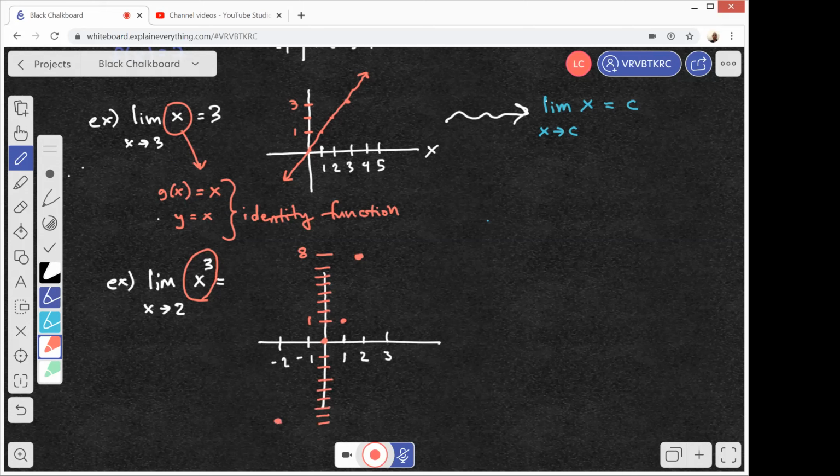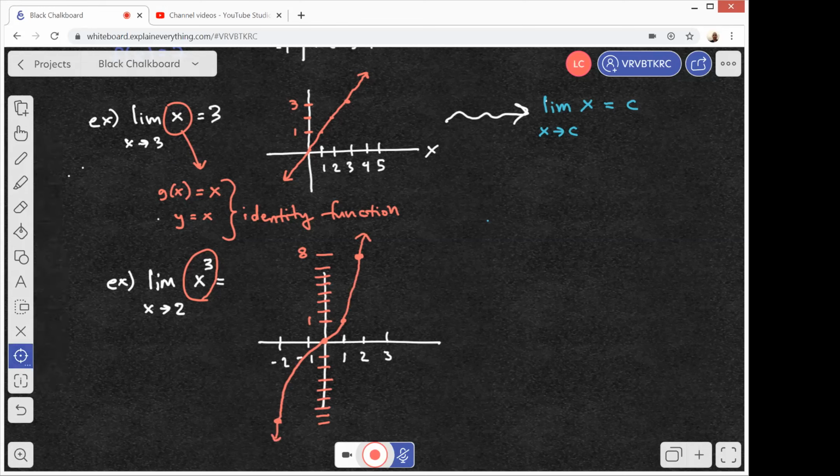Connect those dots. And the question is, what happens when you approach 2? So as x gets closer to 2, on the left side, bam, you get 8. From the right side, as you get close to 2, the y value, bam, 8. That's the answer. So the answer is 8.